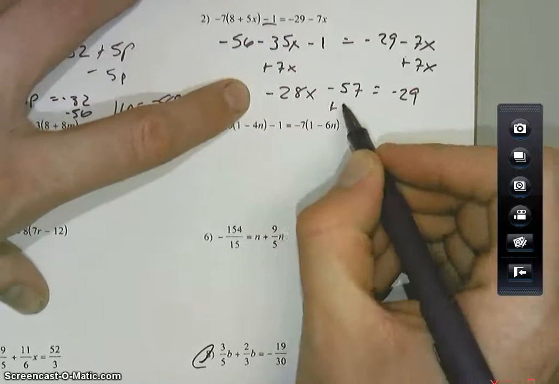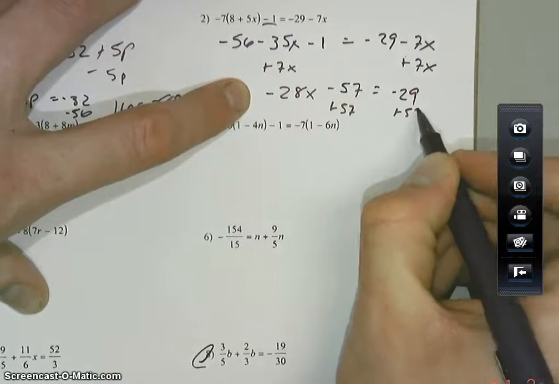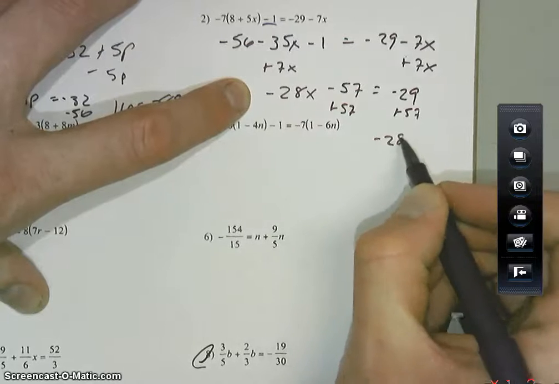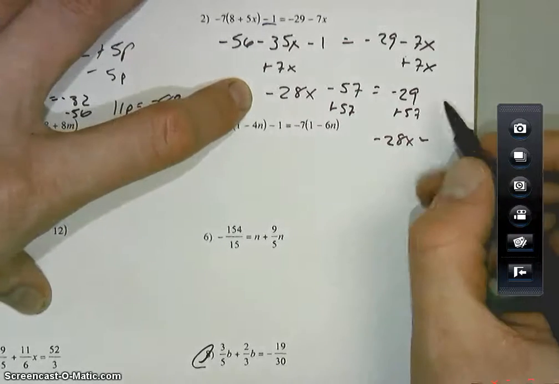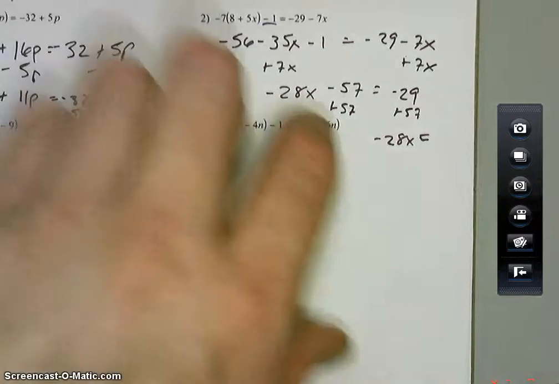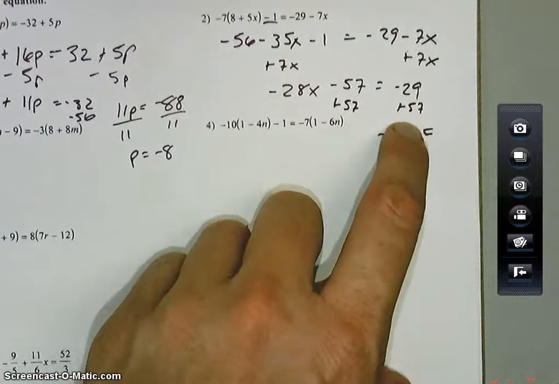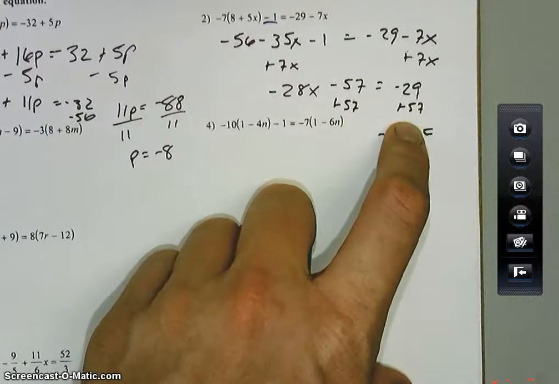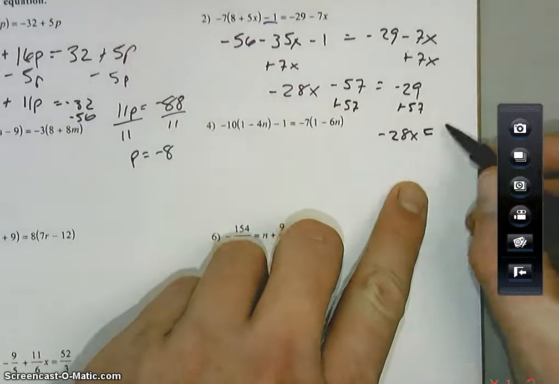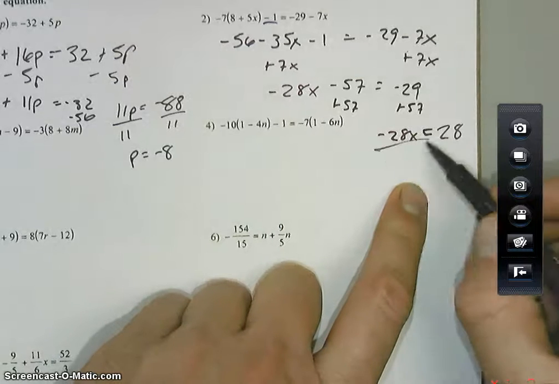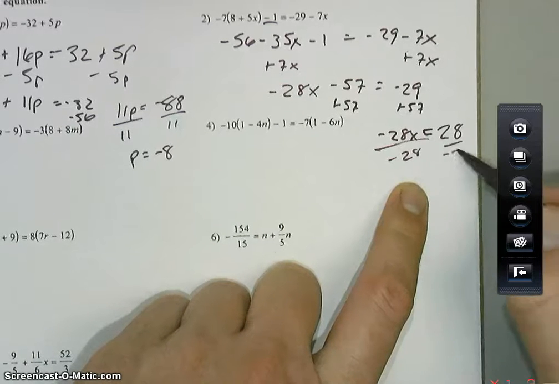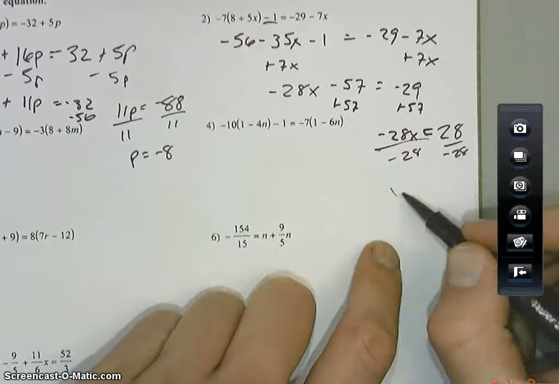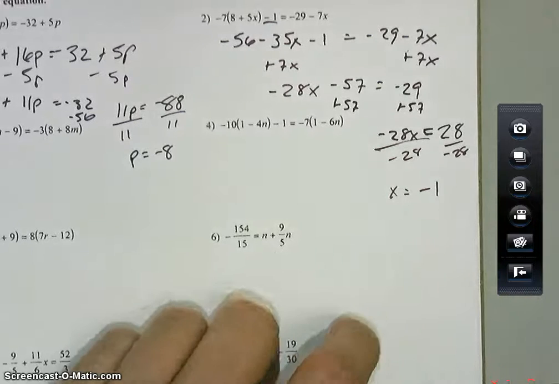From here, I add 57 to both sides, and I get negative 28x equals, now negative 29 plus 57 is going to give us positive 28. Divide by negative 28, and I have x equals negative 1.